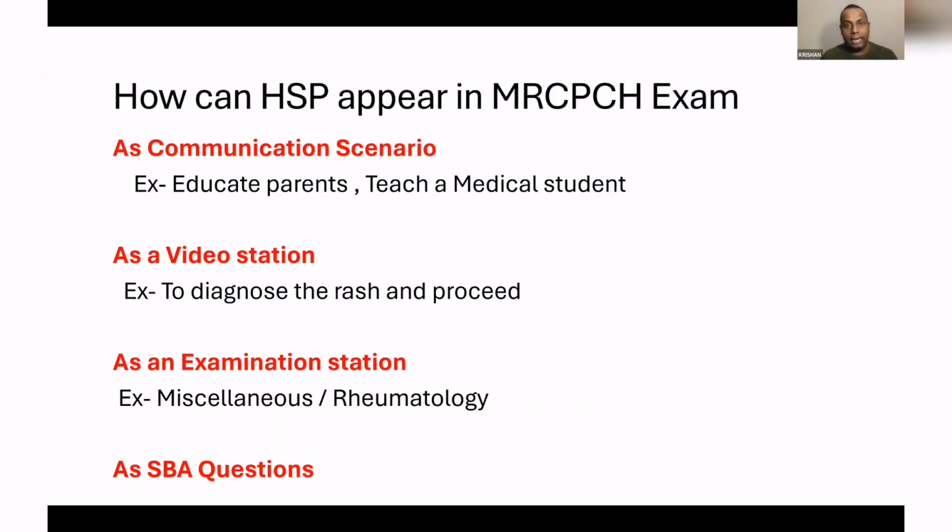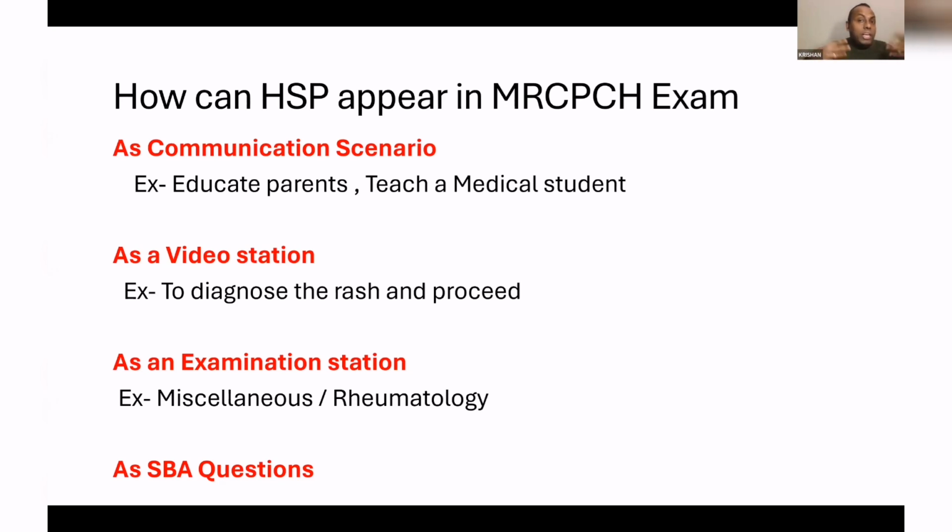Right. So if we are to go through again how this section could come in the exam, we understood that it could be a patient education scenario, a communication station. Teaching a medical student is the other possibility. And then it could be a video station where you get the rash and you might be asked to diagnose and tell me the investigation, what is the pathophysiology, tell me the management. We have already discussed. And then this could be an examination station or short case station. You may be asked to examine the rash, do general observation, and proceed with that.